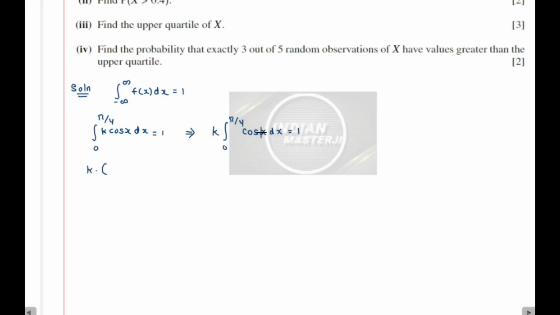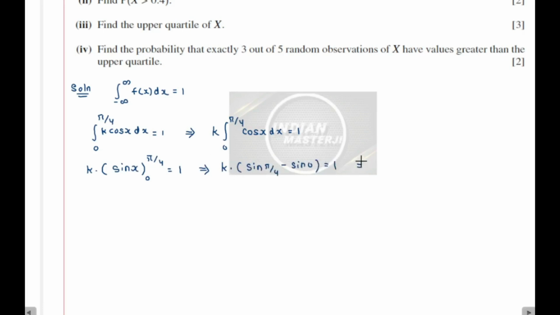What is integration of cos x? Derivative of sin x is cos x. So integration of cos x should be sin x. Let's put the limits. What are the limits? x is varying from 0 to pi by 4. Correct? So k into sin pi by 4 minus sin of 0 will be equal to 1.